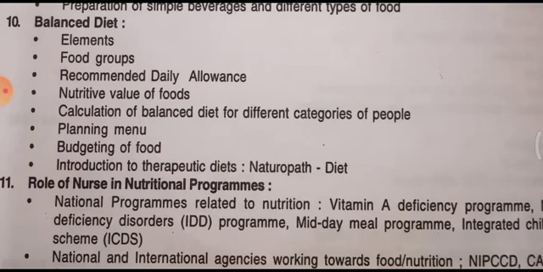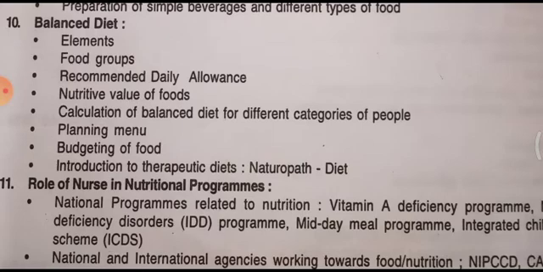So one should have a healthy body. So how to get a healthy body, you should eat a balanced diet. So what are the topics in the balanced diet? Let us see. Elements, food groups, like different age groups, different health conditions, and special conditions.